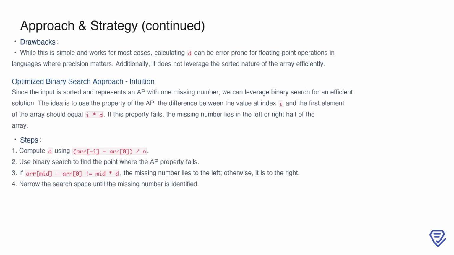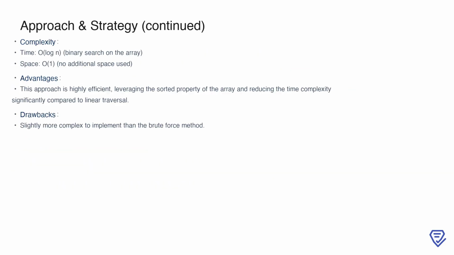locate the missing number. The binary search approach has significant advantages. First, the time complexity is reduced to O(log n), because we repeatedly halve the search space. This is a significant improvement over the linear traversal required by the brute force method. Moreover, the space complexity remains O(1), as no additional memory is needed. However, there are some trade-offs. This method is slightly more complex to implement compared to the brute force approach, especially for those unfamiliar with binary search.